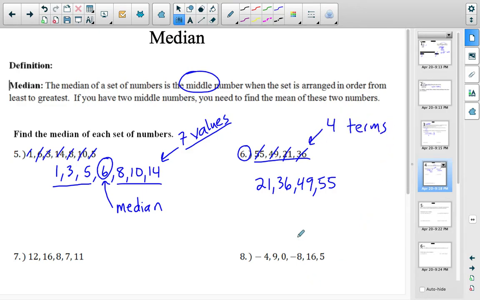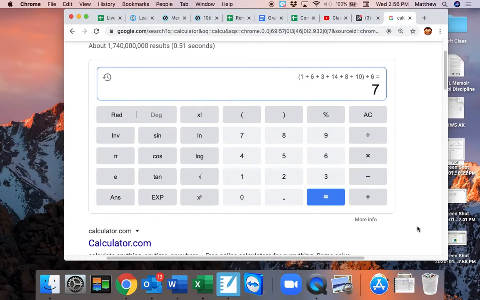So in this case, what I do is I find the 2 that are in the middle, and I take the average of that. So I'd take the mean of 36 plus 49 divided by 2. Let's just do that in the calculator really quick. Maybe you can do it in your head, and that's fine. So we need parentheses, 36 plus 49, parentheses, divided by 2, and I get 42 and a half.